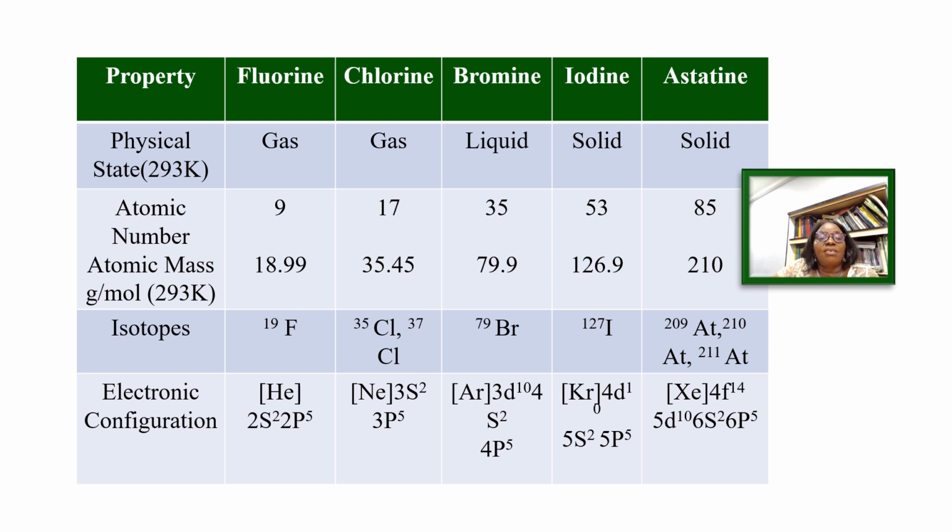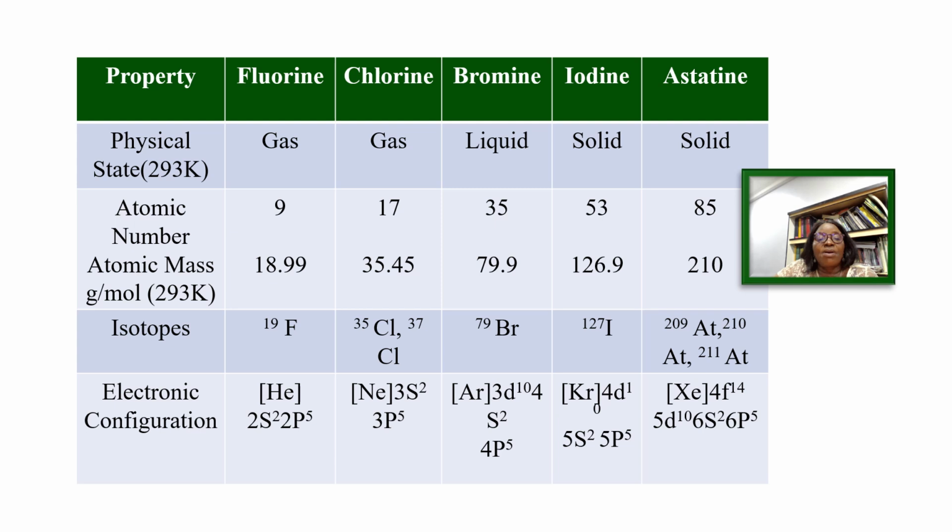The physical state of the halogens. Fluorine exists as a gas, chlorine exists as a gas, bromine as a liquid, iodine as a solid, and astatine as a solid. So we can say that the halogens are the group of elements that can attain the three states of matter: gas, liquid, and solid.